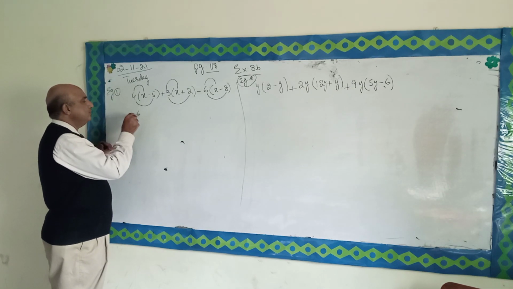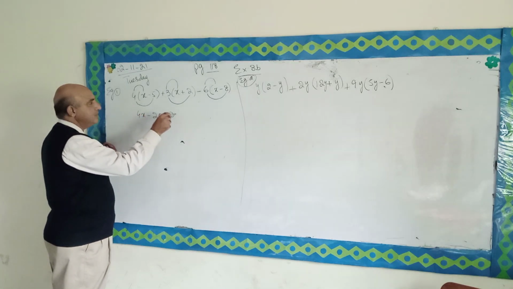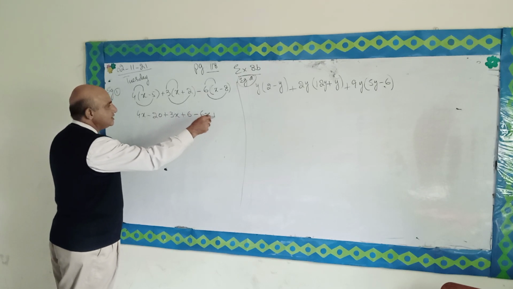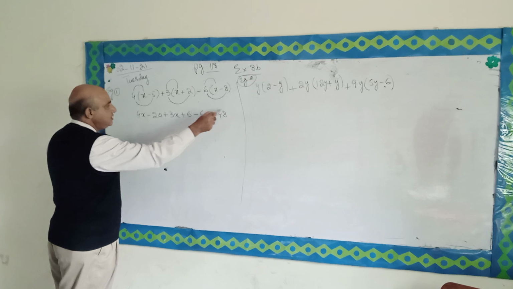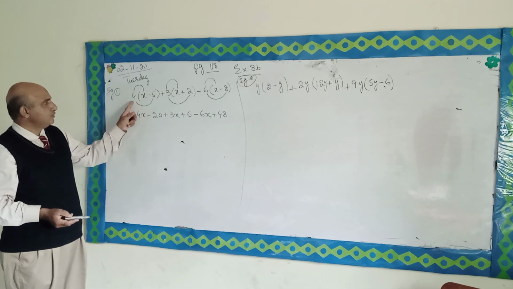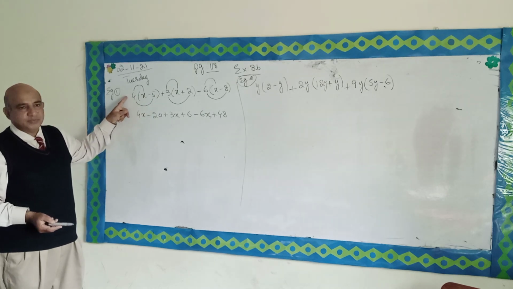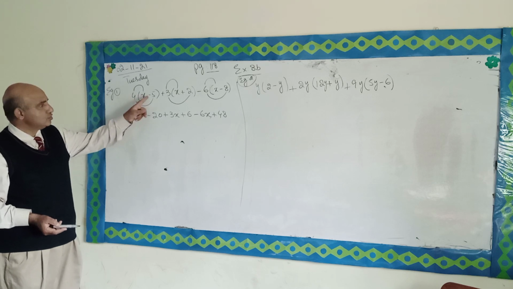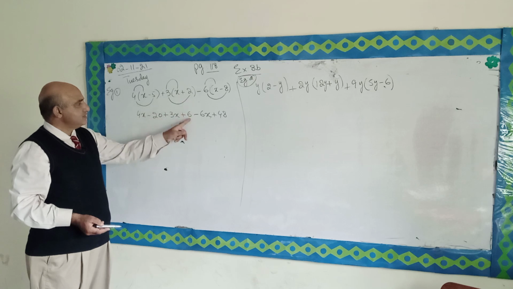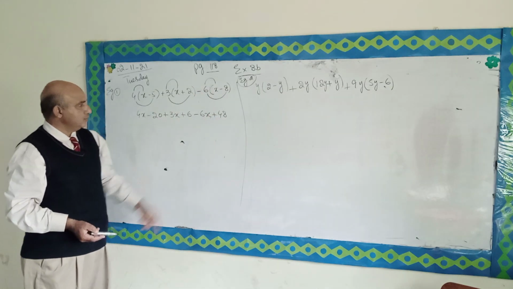Now here: 4x minus 20 plus 3x plus 6 minus 6x minus 48. What we have done: 4 times x, then 4 times 5. Here the negative sign will remain as it is, because there is a positive sign outside the bracket, so no sign will be changed. Here positive sign, plus 3x plus 6, minus 6x minus 6 times 8, 48.